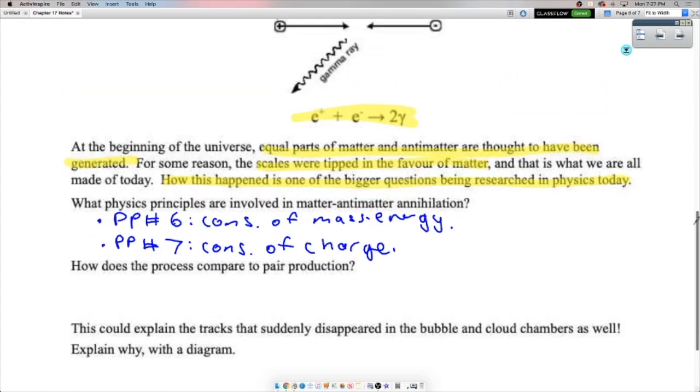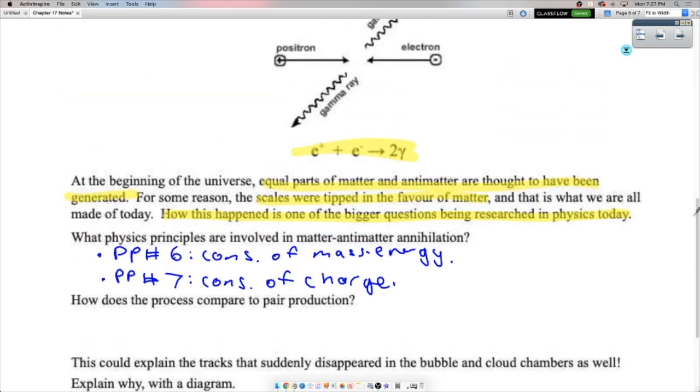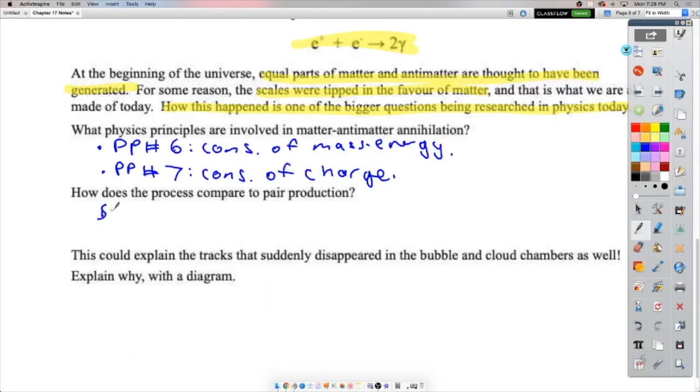How does this process compare to pair production? So remember, pair production, you had a gamma photon come in, interact with the nucleus in some way so that momentum could be conserved, and a positron and electron were produced. In other words, photon to electron and positron. Or there was even the other kind where we had two gamma rays interacting, and their energy was converted to mass, positron and electron. So we did this, right? We went the other way.